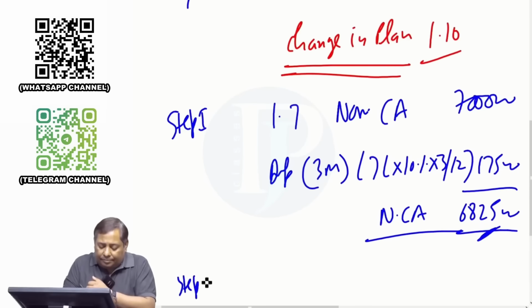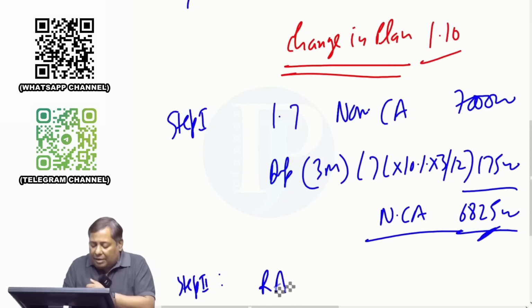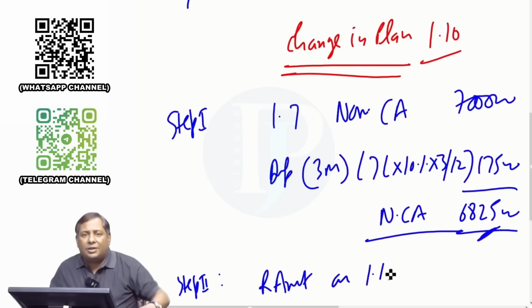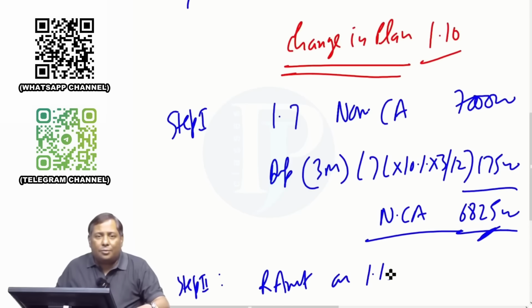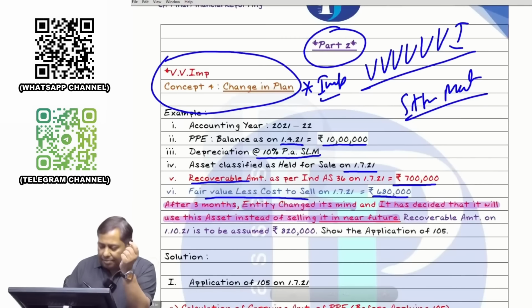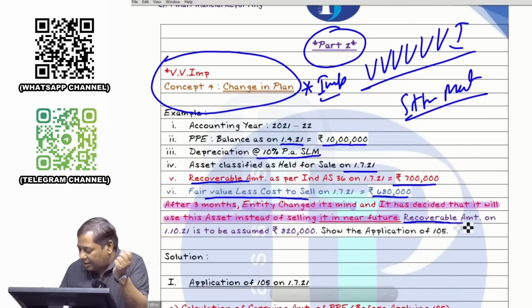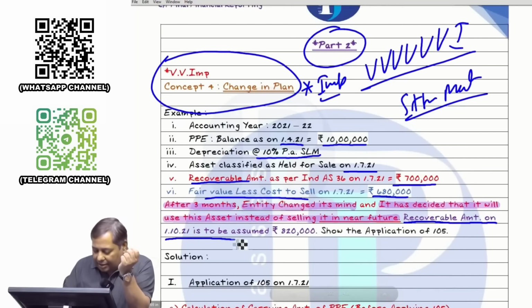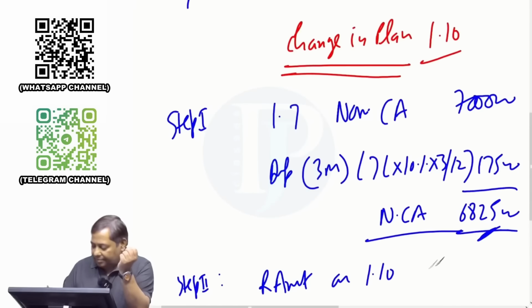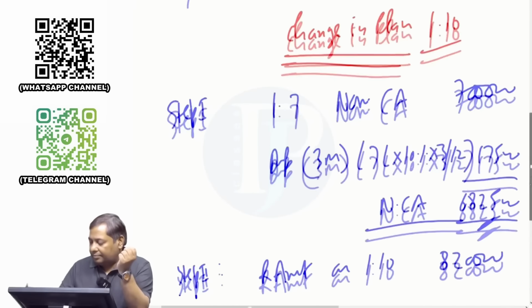Then the second step. They say check its recoverable amount. From when? From 1st of October. Check the recoverable amount on the day your plan is changing. So, what's the formula for recoverable amount? The higher of value in use and fair value less cost of sale. This must have been given to you in the question. When I checked the example, it was given. How much? This is given as 820. Recoverable amount is 820, 8 lakhs 20,000.